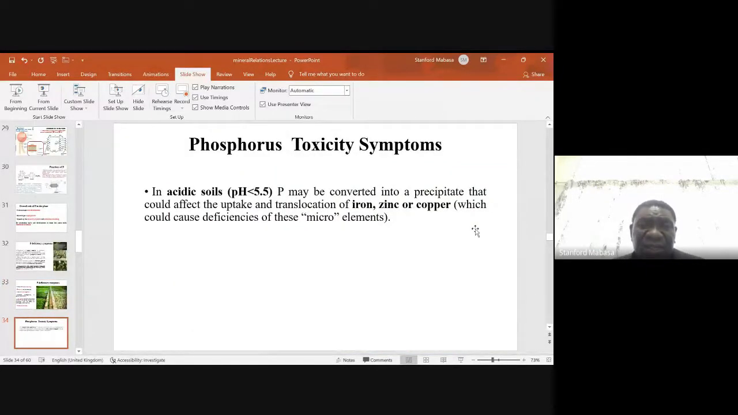Now, phosphorus can cause some toxicity, especially in soils with pH less than 5.5. It can affect the uptake of iron, zinc, and copper, which are microelements.